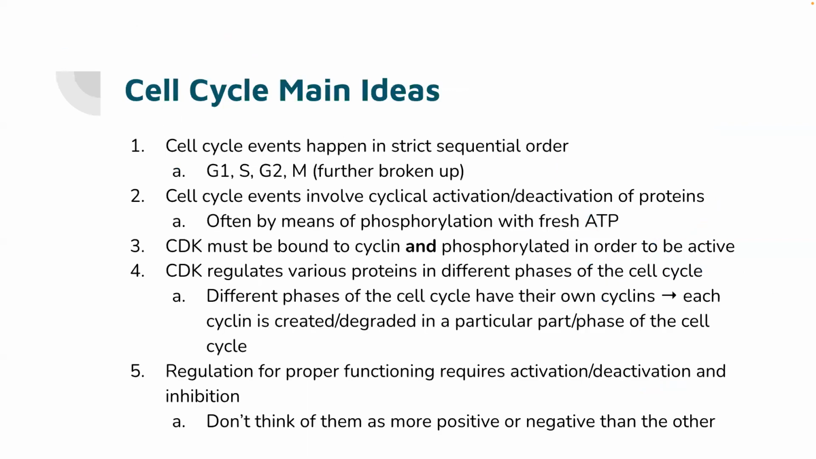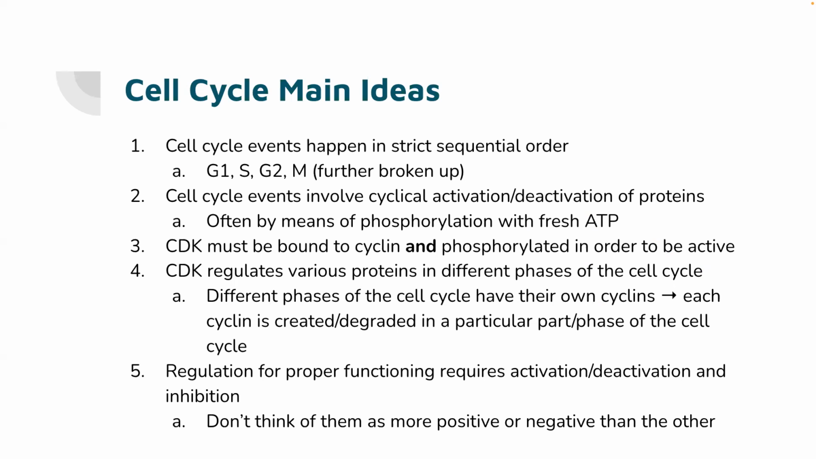So just to summarize with some main ideas, the cell cycle events happen in a strict sequential order: G1, S, G2, M, which are further broken up. Cell cycle events include cyclical activation and deactivation of proteins, often by means of phosphorylation with fresh ATP. CDK must be bound to cyclin and phosphorylated in order to be active, and not be phosphorylated by WEE1.